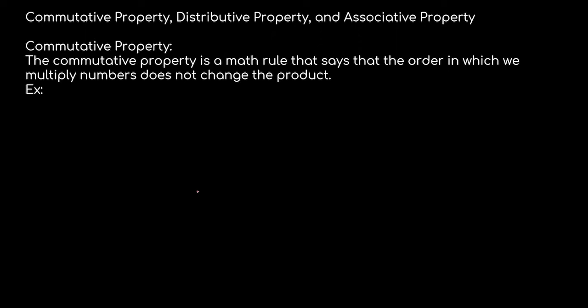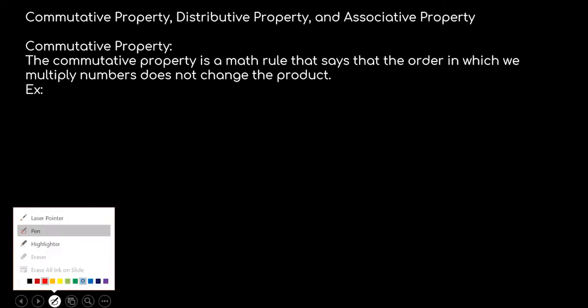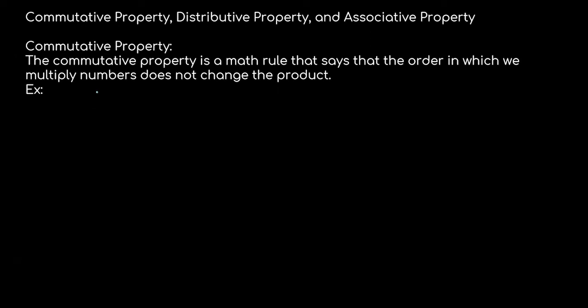The commutative property is a math rule that says that the order in which we multiply numbers does not change the product. For example, let's just have it in blue. A times B times C equals C times B times A.